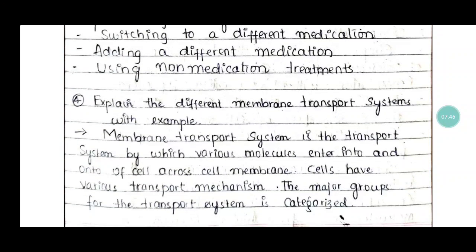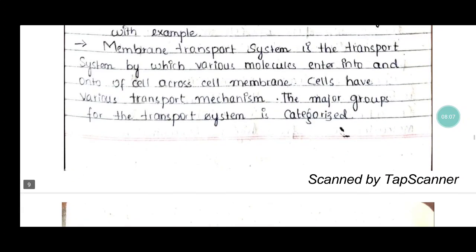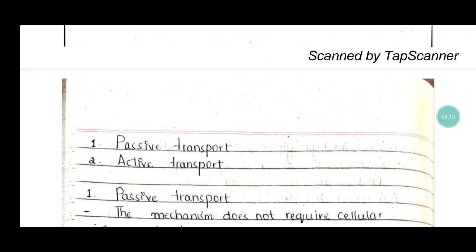So question number 4, explain the different membrane transport systems with examples. The membrane transport system is the system by which various molecules enter into and move out of the cell across the cell membrane. So cells have various transport mechanisms. The major groups of transport systems are categorized as active transport and passive transport.